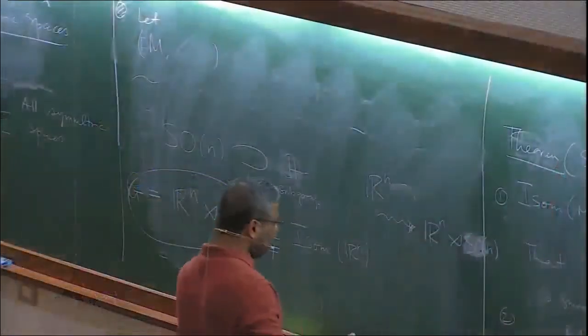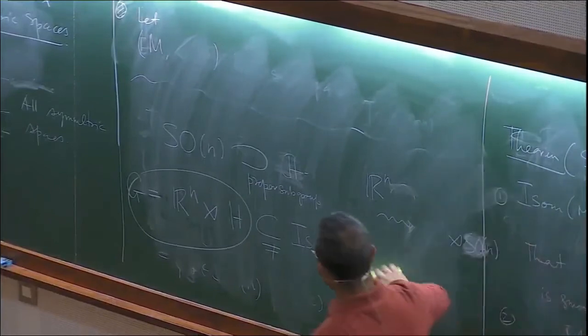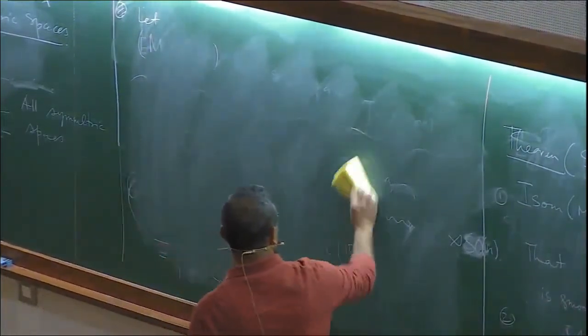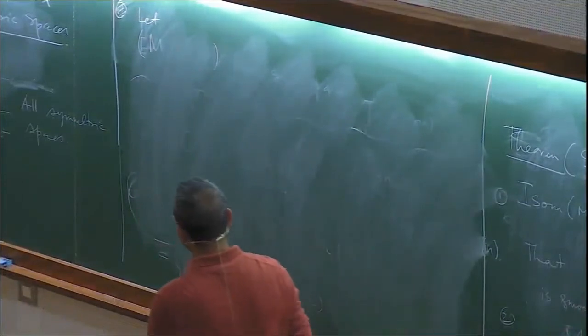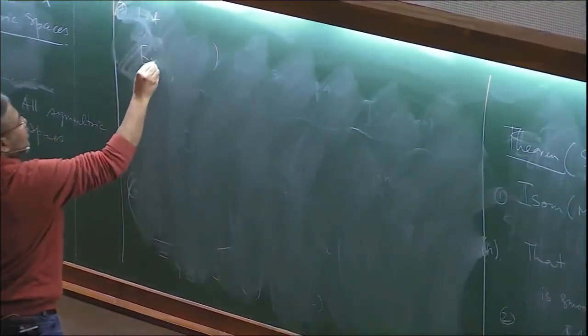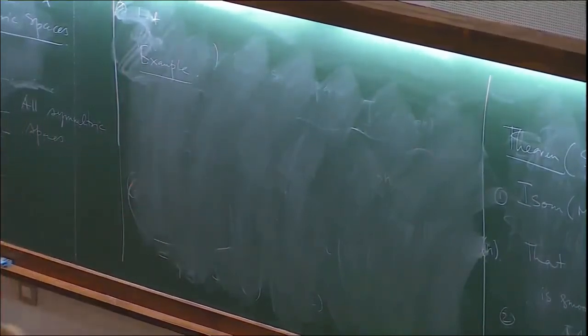5 more minutes. All right, I cannot start anything new, but let me just give some more examples. I wanted to give an example of a locally symmetric space which is not symmetric, and this is an important example which I forgot to give. So let me end with that example.